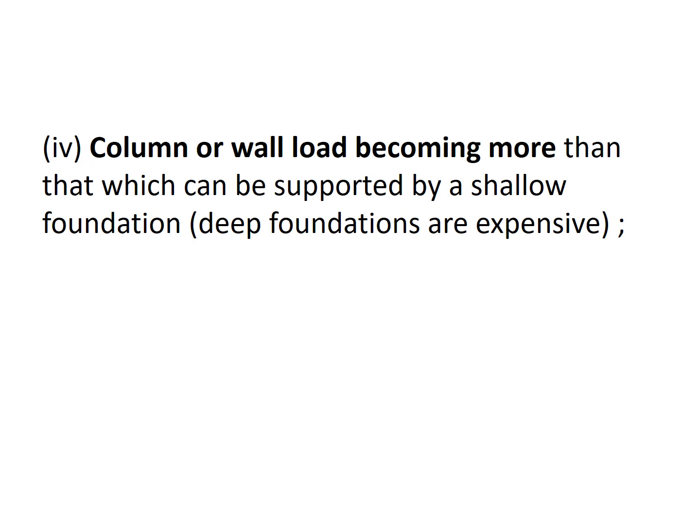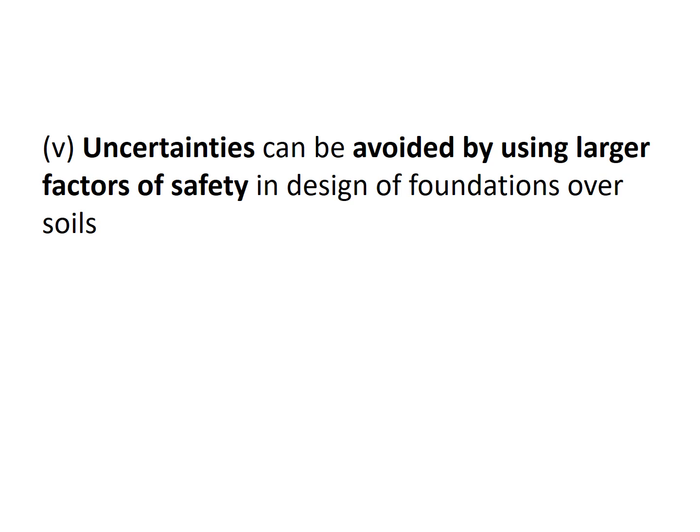And if a building or structure can be designed to be lightweight, like wood construction, rather than concrete masonry unit type construction, which weighs much more, then those are considerations that can help mitigate the cost factors with the type of foundation being used. One last thing here is the uncertainties can be avoided by using larger factors of safety in the design of foundations over soils, so the safety factor comes into play as well in reducing, obviously, some costs of different items there.